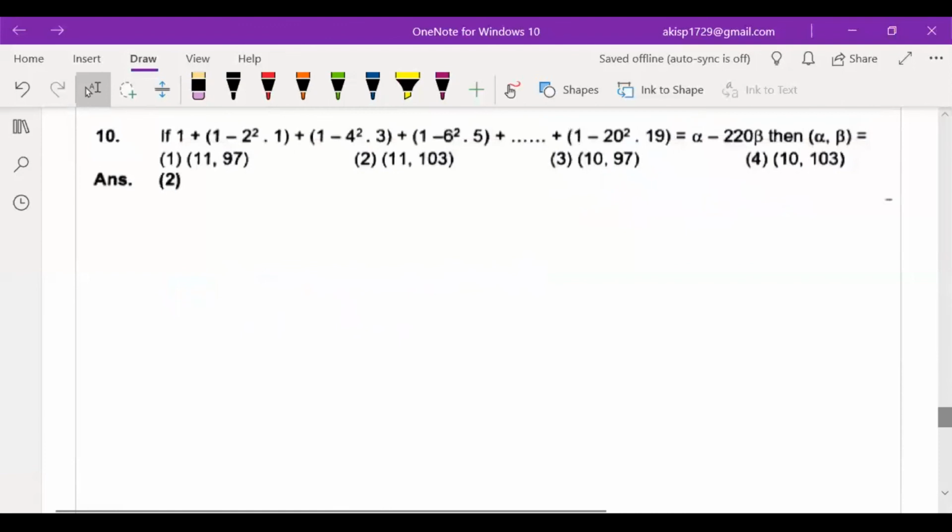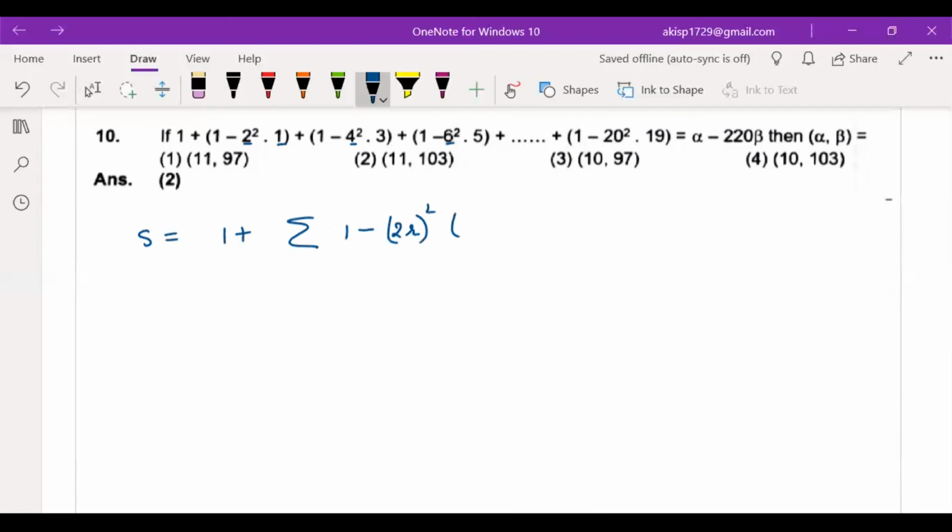So here S is given to us as a series. Let us write the terms. The general term we can see is 1 plus, we can write this as a summation: 2 square, 4 square, 6 square, that means in general 2r whole square, into 1, 3, 5 and so on, that is something like 2r minus 1. This summation is from r equals 1 up to r equals 10. So this is the summation that is there.